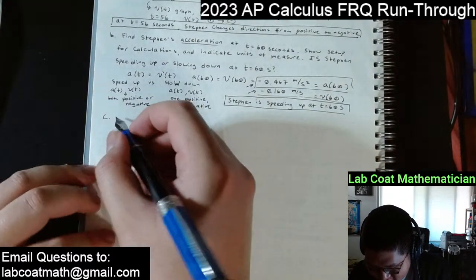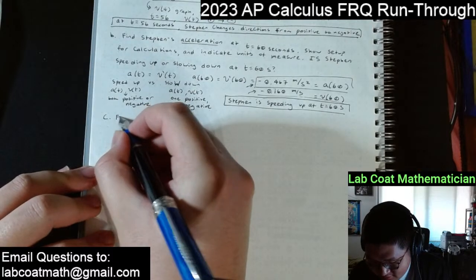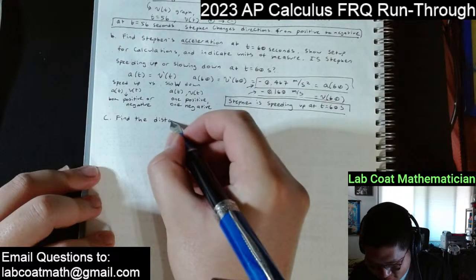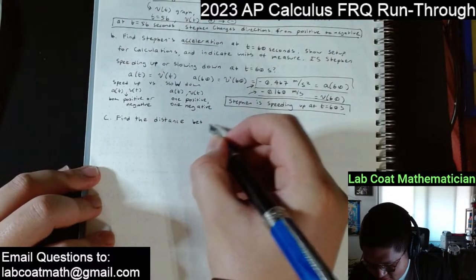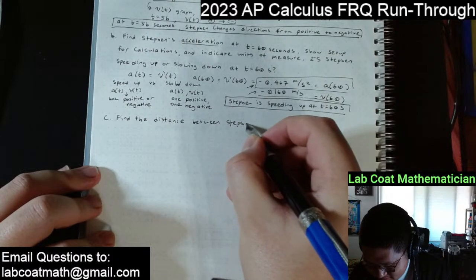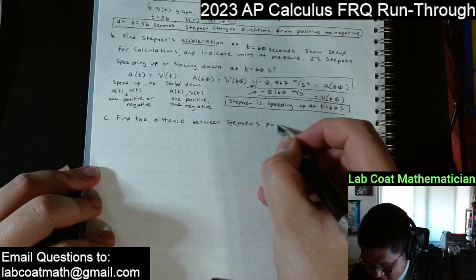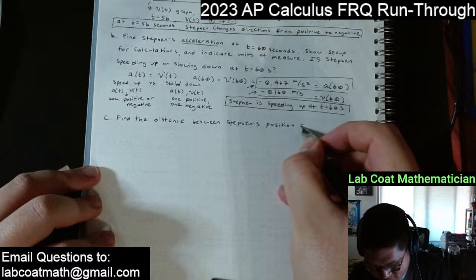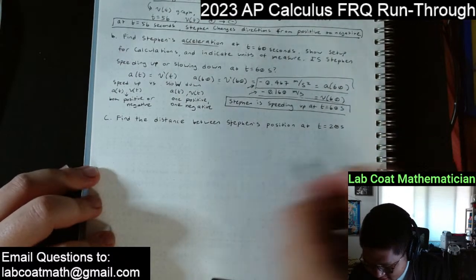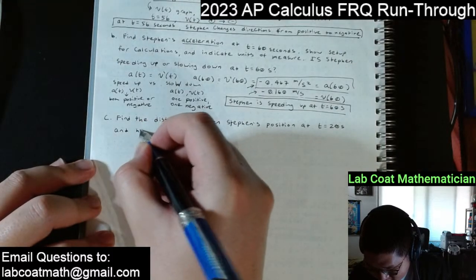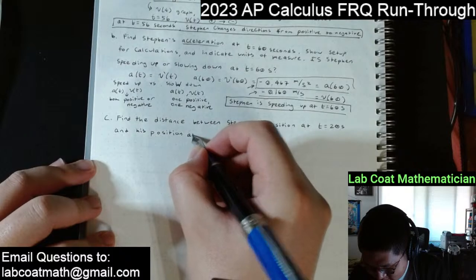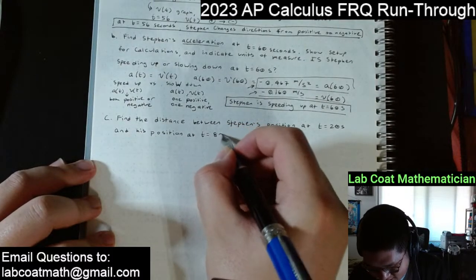So part C then follows up here that we want to find the distance between Steven's position at the time t equal to 20 seconds, and his position at the time t equal to 80 seconds.